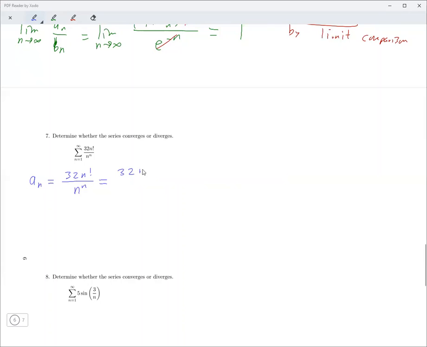So we have 32 times n. So n factorial is n times n minus 1 times n minus 2 times n minus 3 times 2 times 1. That's what n factorial is. Now, n to the n would be n times n times n times n times n times n. All n's, right?